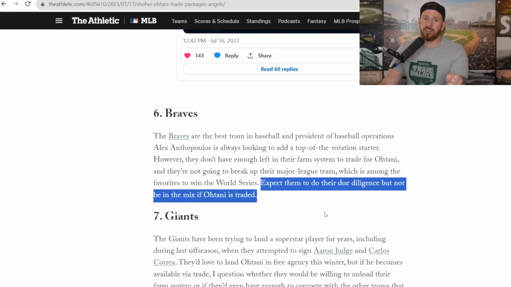Up next, he mentions the Braves, and he says here, expect them to do their due diligence, but not be in the mix if Ohtani is traded. I agree with Jim there. I think the Braves, they've been shelling out a lot of prospects over the last couple of years. This isn't really their style to go after a big rental like this. So I agree. I don't think the Braves are going to be involved.